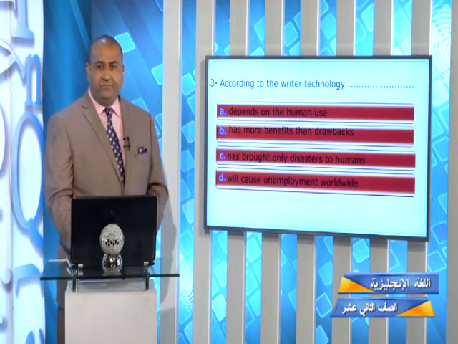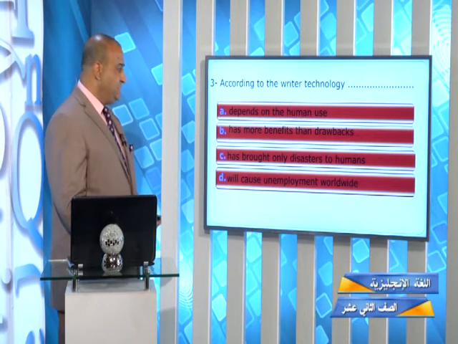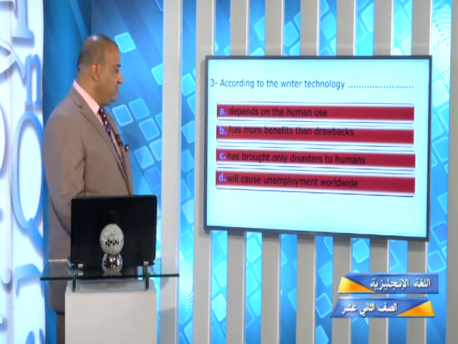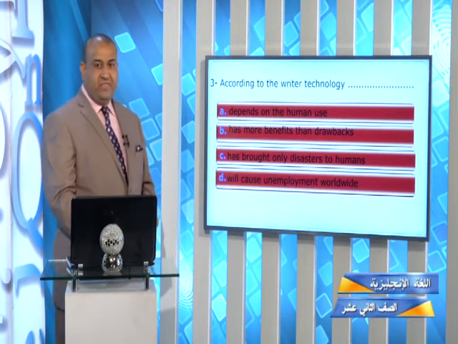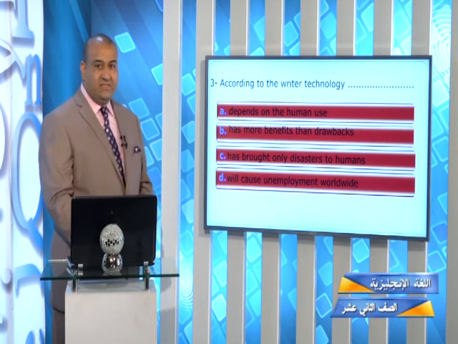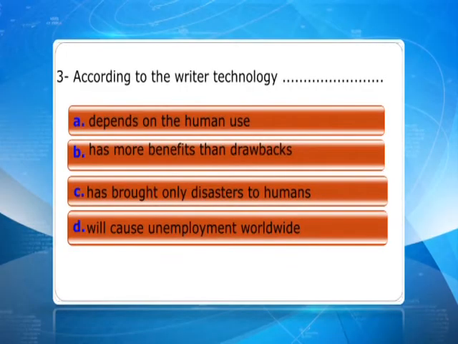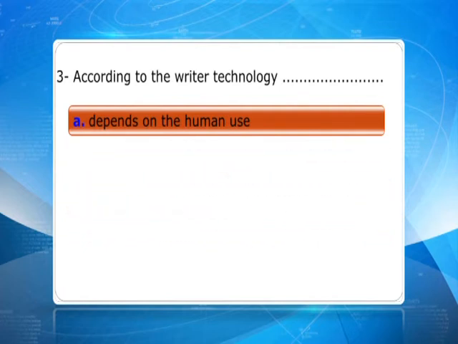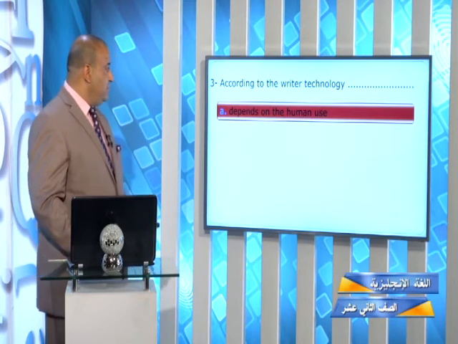Number 3. According to the writer, technology depends on the human use, has more benefits than drawbacks, has brought only disasters to humans, or will cause unemployment worldwide. Of course, you notice here that there are a lot of points of view that are not there in the text. So the answer should be what? According to the writer, technology. Excellent. This is your answer. Depends on the human use. That means if you use technology in a positive way, you will benefit from it. Okay? We will benefit from it.